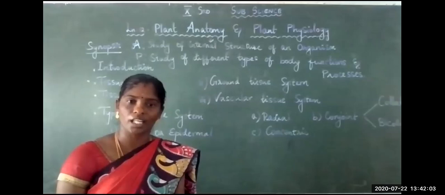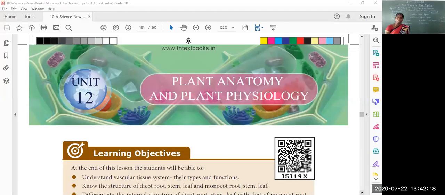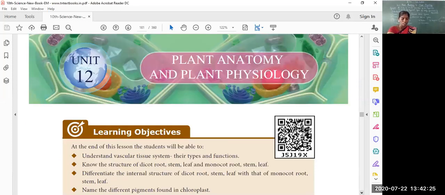Wait for a few minutes. I will show the book page. It will be easy to follow me. Okay. Take your book, page number 173, plant anatomy and plant physiology.